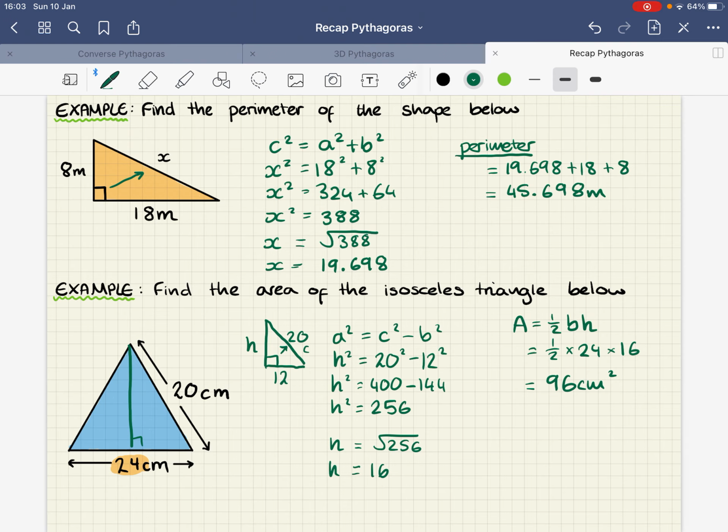So hopefully that should all be really familiar. If it's not, make sure you do lots and lots of practice on the Pythagoras stuff because you need it for all the new things you're about to learn for Nat 5. Let me know if there are any issues and good luck with the work.